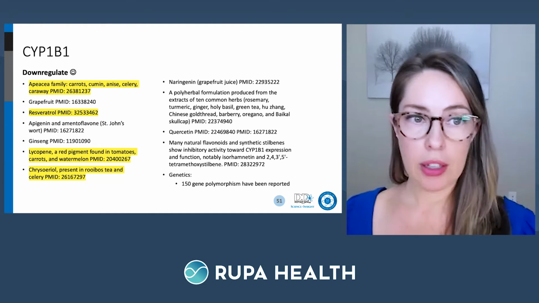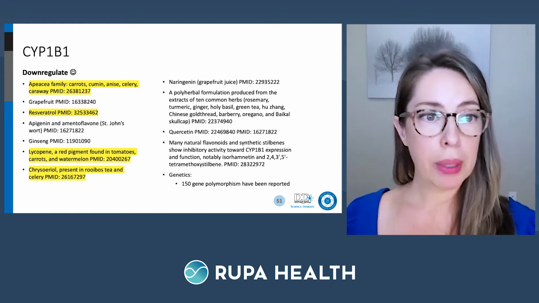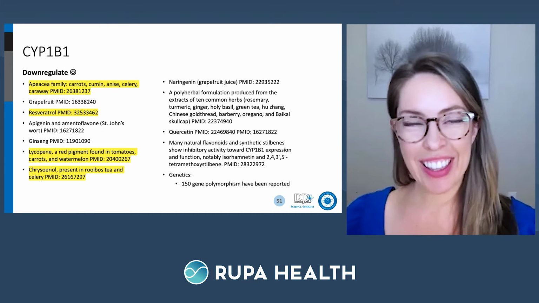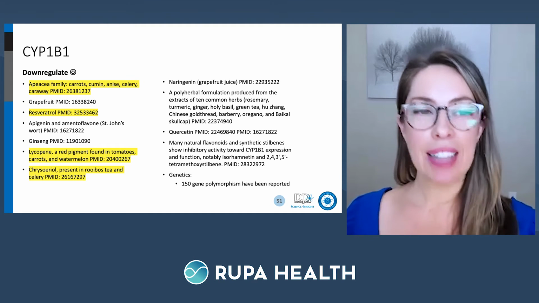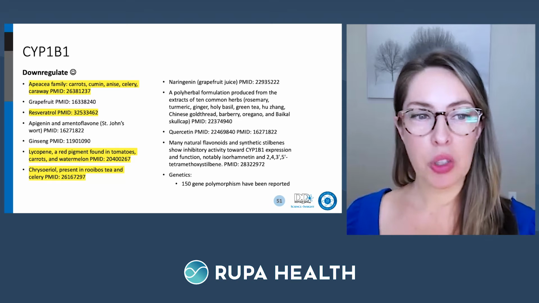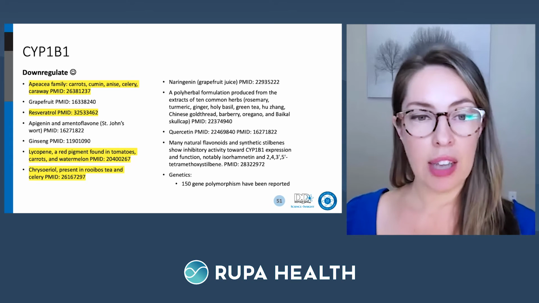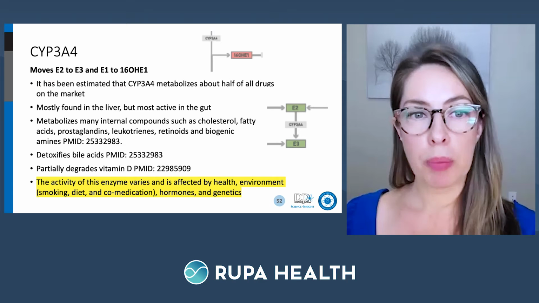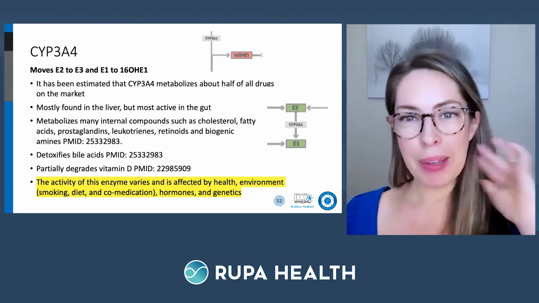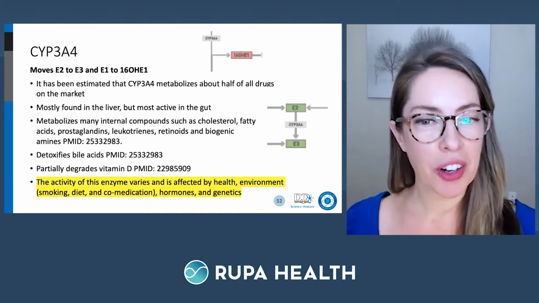Plenty of beautiful things in here. The Apiaceae vegetable family, resveratrol, again, you see that one pop up all of the time. Lycopene, so tomatoes, carrots, watermelon, and then rooibos tea, a lot of those red pigment type foods. So I'm taking note of these. I'm highlighting them because these are the things I'm going to be using for her.